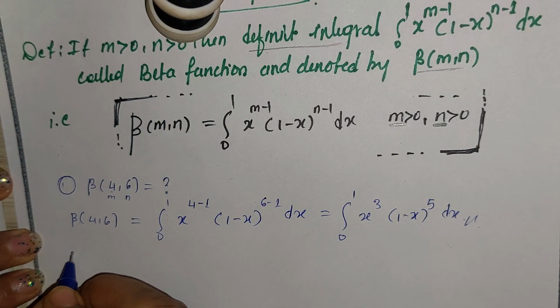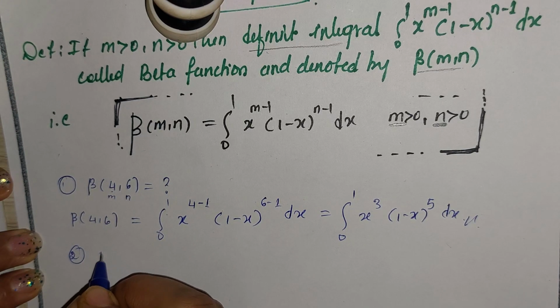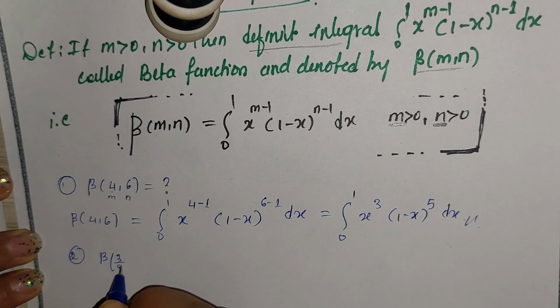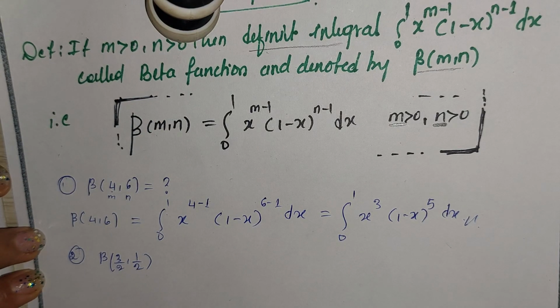Similarly, you try beta of 3 comma 2 and beta of 1 comma 2, and this is for homework. Let me know in the comment box.